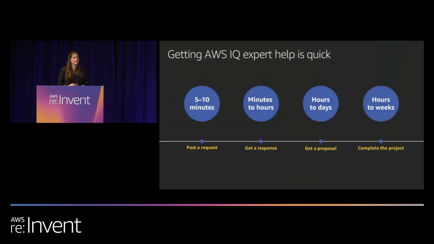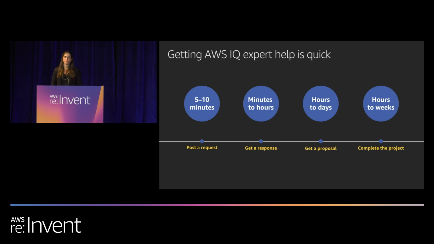As you've seen, getting IQ help is relatively quick. It takes only a couple of minutes to post that request, as we described earlier. Getting a response can vary from a couple of minutes to a few hours, depending upon the type of project that you've posted and the timeline that you've posted. If you're looking for a really specific niche project, it may take a little bit longer, but in general, we see our customers get responses within just a few hours.